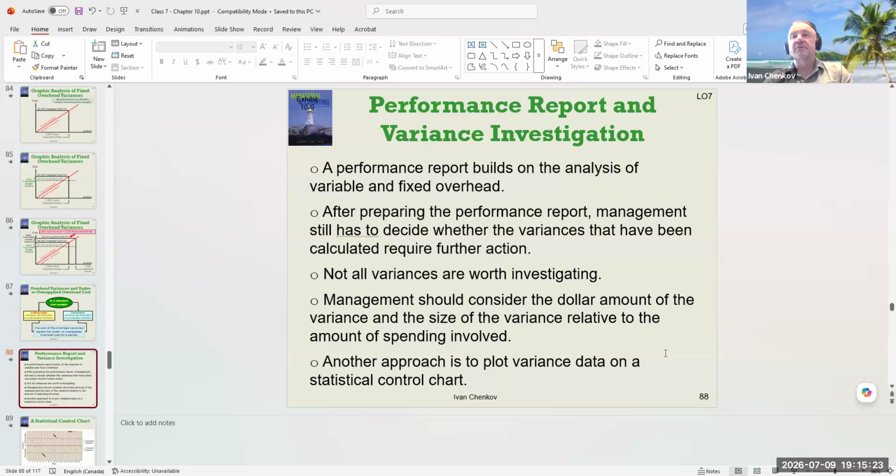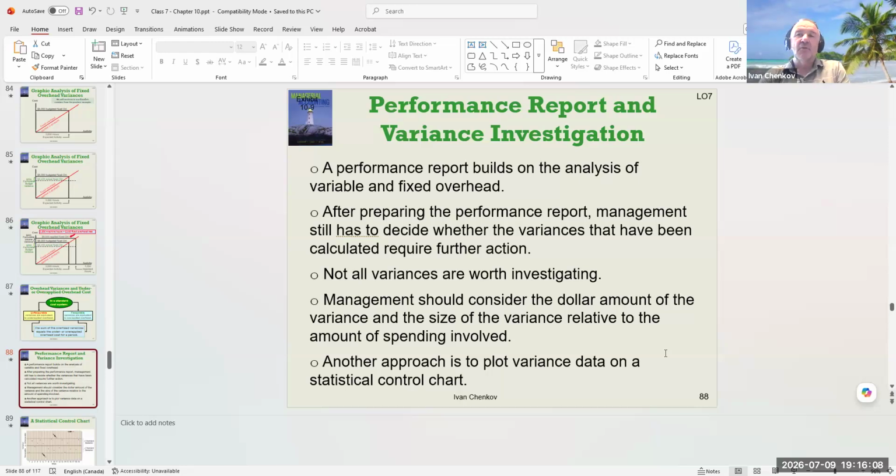Now let's go with the performance report and how we're going to do those performance reports. In order to do the analysis for the direct material, direct labor, variable overhead, and the fixed overhead, we have to prepare reports. After preparation of the reports, management still has to decide whether the variances calculated are required for action. Variances sometimes might not be worth investigation. If you already know what happened during the period, you already have the answer and you're expecting those variances. If you see something that you didn't expect, then you can go and investigate further.